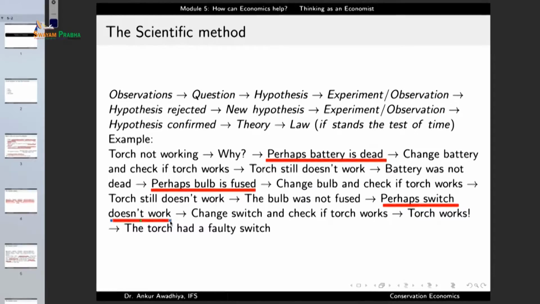So in that case, through this method of testing out different assumptions, different hypotheses, one by one, you can reach a conclusion about why you were observing the observation that you were observing. That is, by looking at all of these hypotheses one by one, you can come to the conclusion that your torch was not working because its switch was malfunctioning, which you could not have done if you looked at all of these different aspects at the same time.